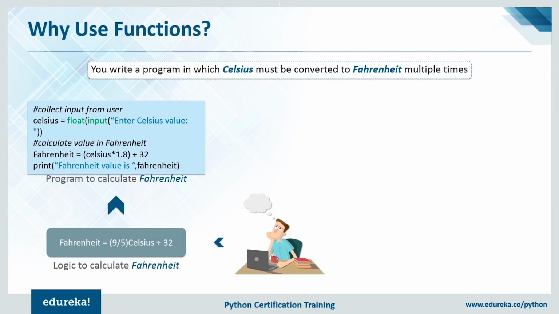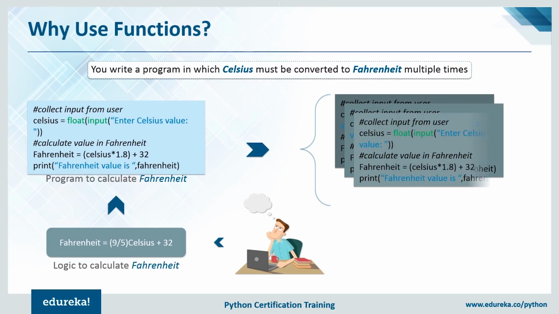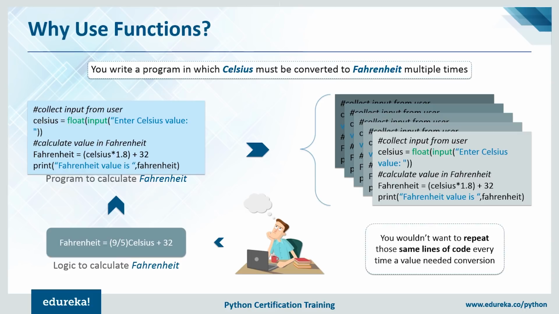Well, here's the program to calculate for the Fahrenheit, right? So we collect the input from the user. We enter the Celsius value. Again, the value in Fahrenheit has been converted and it has been printed. Well, it is really good, right? So this has been done once.